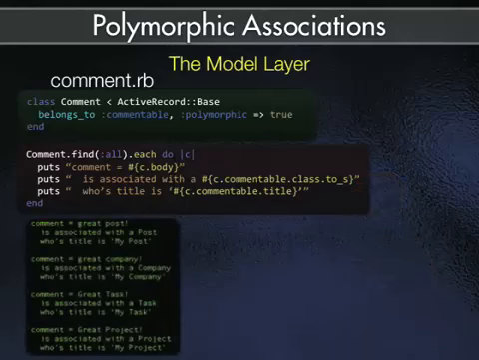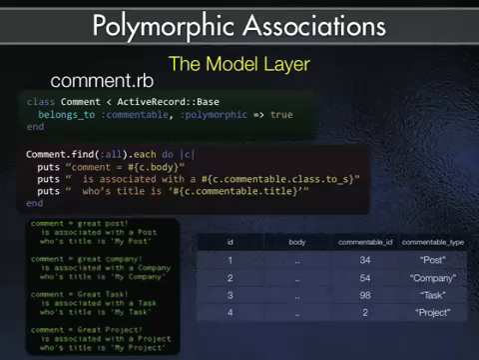So if we take a look at data again and kind of compare the results, we can see that it's looking at the commentable type column and properly casting to the proper model. Here, you can see it casting to the post model, company model, task model, and project model. It's pretty smart that way.